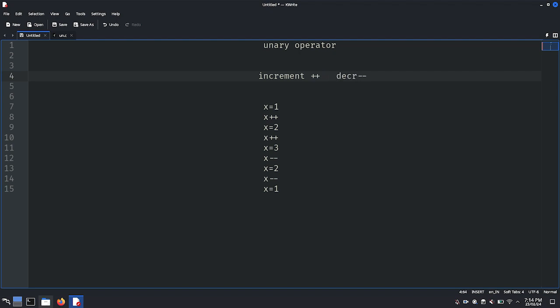There are two forms: post increment and pre increment. First, post increment: x plus plus. In post increment the value is used first, then it is assigned, and the incremented value is assigned back as well. Let's check how it works in the background.